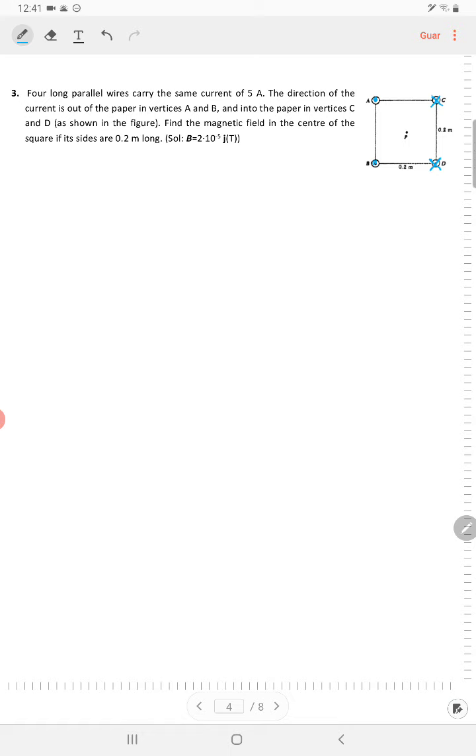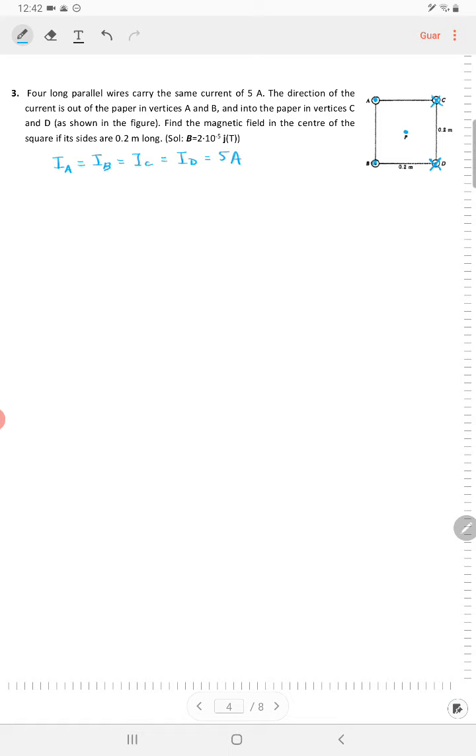They ask us, they all have the same intensity, so the same electric current. So the electric current in A is the same as in B, the same as in C, and the same as in D. This is 5 ampere. And they are asking us to find the magnetic field at the middle of this square when we know that the length of the square is 0.2 meters.